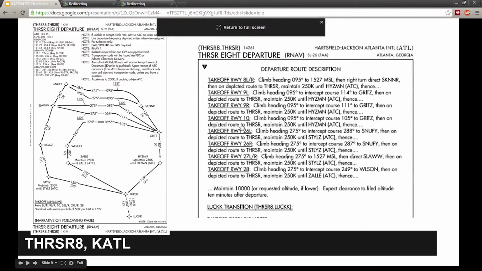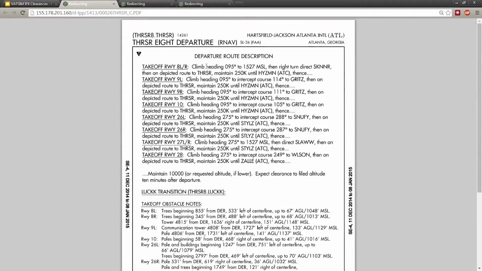But then if we look at the second page of the chart, we can see up here, again in words, what the picture said for all of the transitions, or runways rather. And then also again, maintain 10,000 or requested altitude. Expect clearance to filed altitude 10 minutes after departure. So in this case, we know our initial altitude already, and then our final altitude is 10 minutes after.